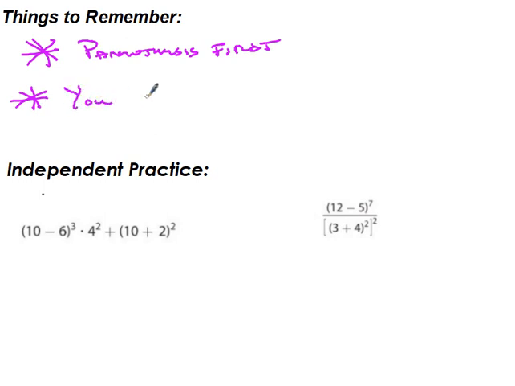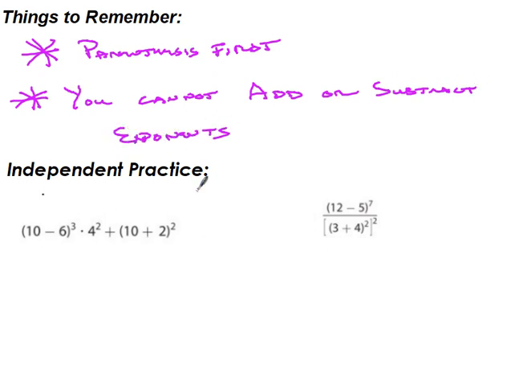you cannot add or subtract exponents. What I mean by that is if I had 4 to the 3rd plus 4 squared, this is not 4 to the 5th. Does not work. I would actually have to figure out what 4 to the 3rd is, figure out what 4 squared is, and then I would actually have to add them up.